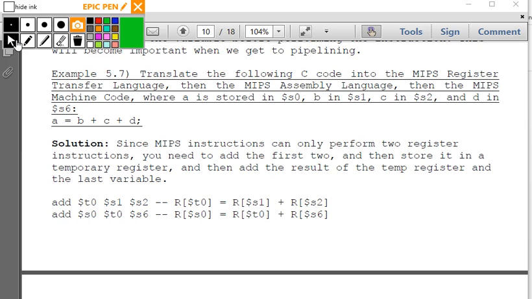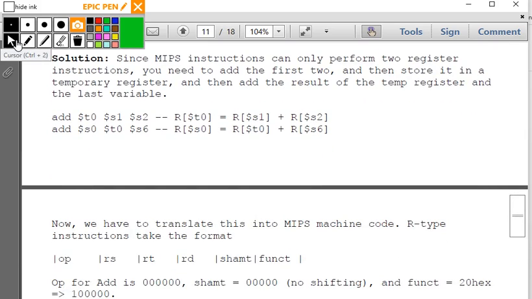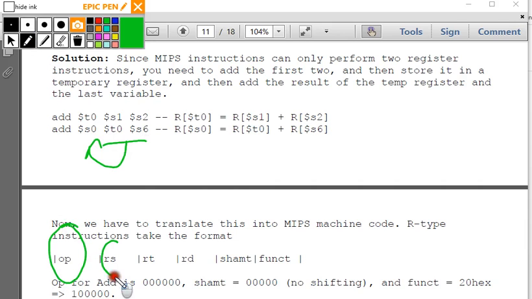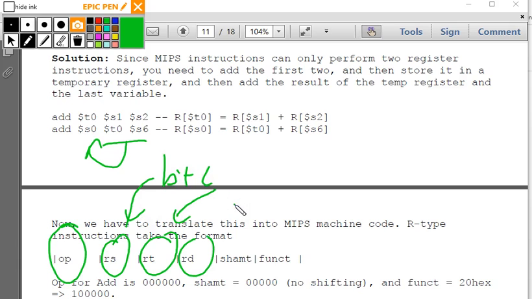All right, so now let's convert this to machine code. So here in the assembly language, we're adding these two values and putting the result here. So now we know our opcode is RS, RT, and RD. Our order of operations is this is going to be the first one we add. So this would be B plus C, and that's going to be put into T0. And then our next one would be T0 plus D, and RD is going to be A.